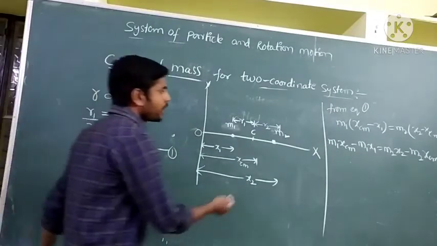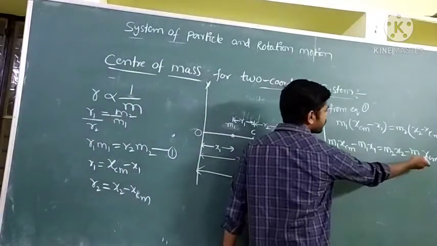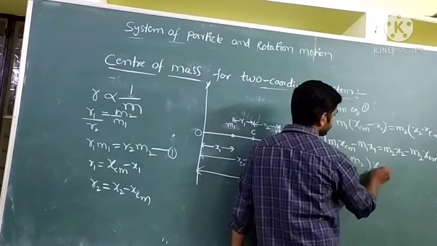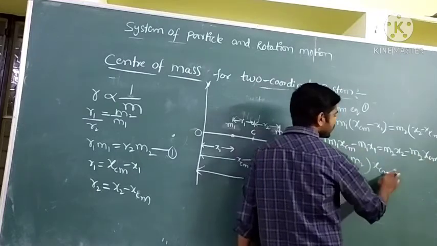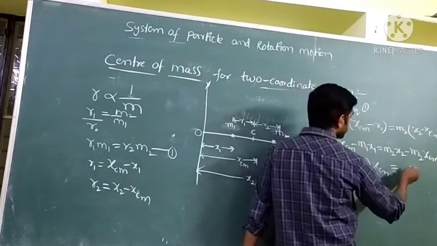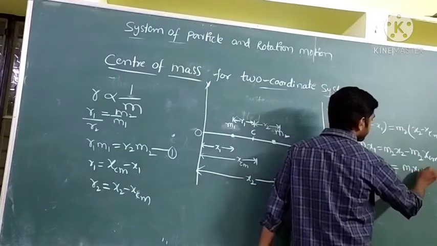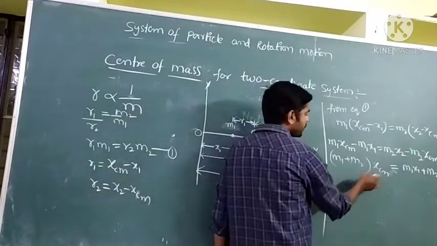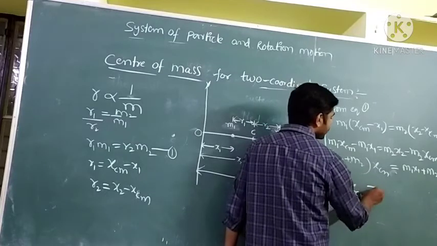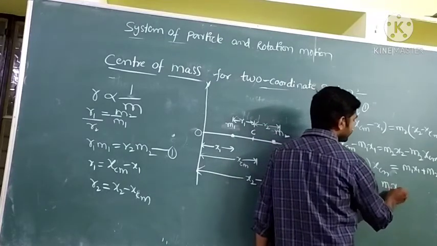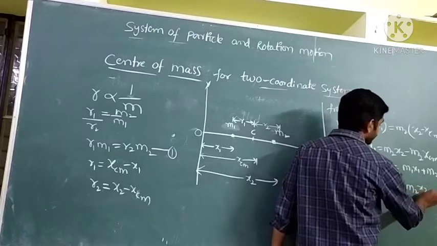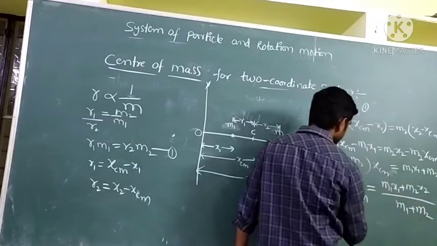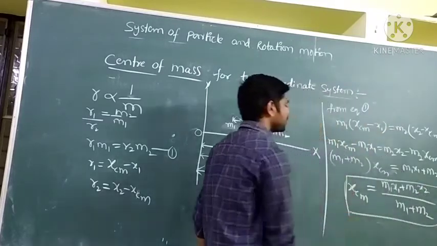Okay, continuing this simplification, we need xcm, so take m1 plus m2 of xcm, because the minus will go to the other side and become a plus, and it is equal to m1 x1 plus m2 x2. This is the effective value. And what is the xcm value? The position of the center of mass of the body is m1 x1 plus m2 x2 divided by m1 plus m2. This is our center of mass of the particles.